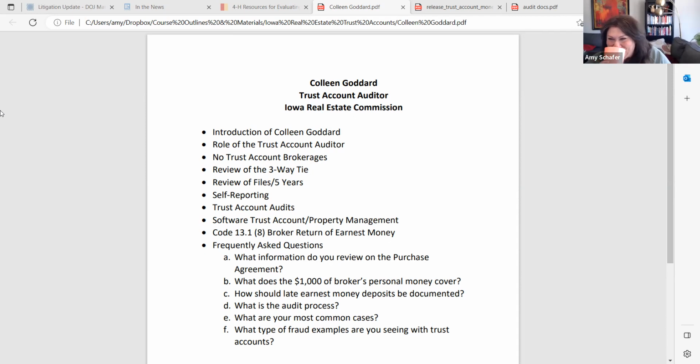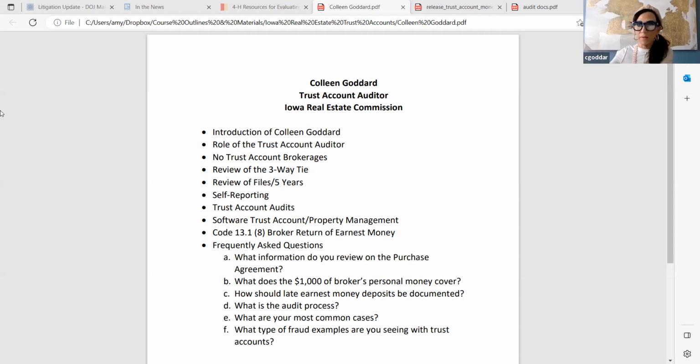But the one thing I'd like to say about the three-way tie is this example that I gave you guys. The broker had broker's equity in that account, and we're going to get to that down the road here. But I want you guys to realize something. Because he had that cushion there, that can save you from an error on that. So let's say there's a shortage, like in this case, the staff accidentally took a security deposit out of the trust.